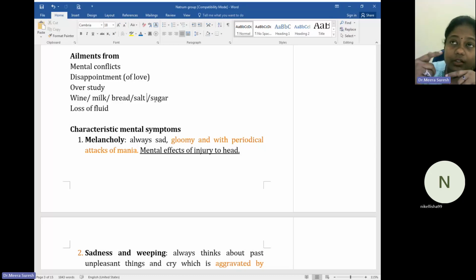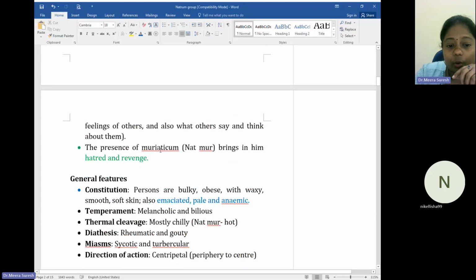If it had done like this, it wouldn't have gone like that. I did like this, and hence it happened so. So a conflict within themselves. It is not with others actually. They rarely go to fight with others also, even though it showed that hatred and revenge is there because of the chloride.